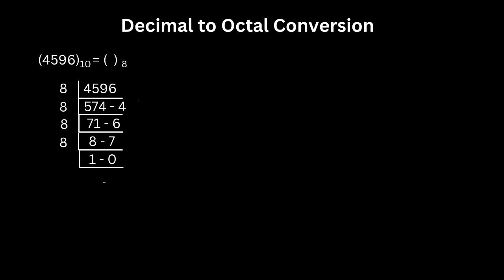Step 2. Now we write all the remainders from bottom to top. So the remainders are 10764. That means 4596 in decimal is 10764 in octal. With this method, you can convert any decimal number into octal quickly and easily.